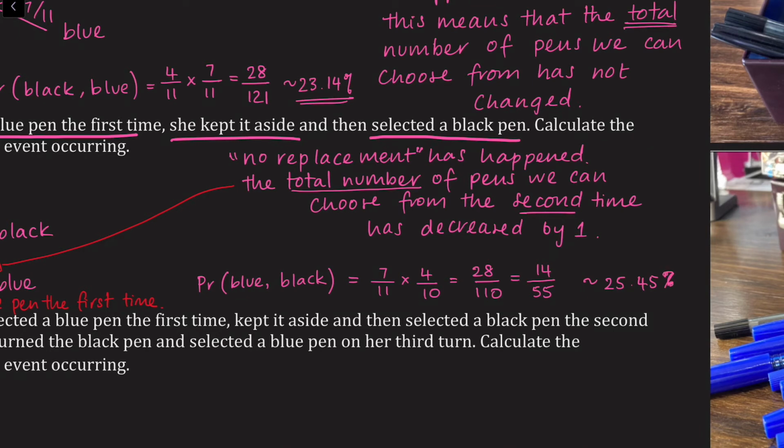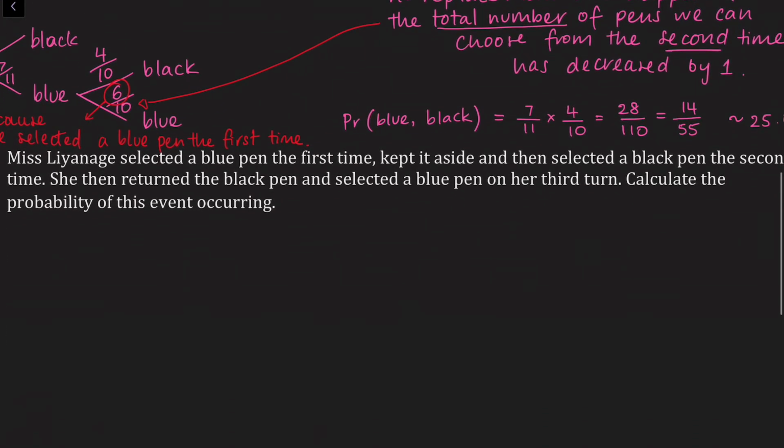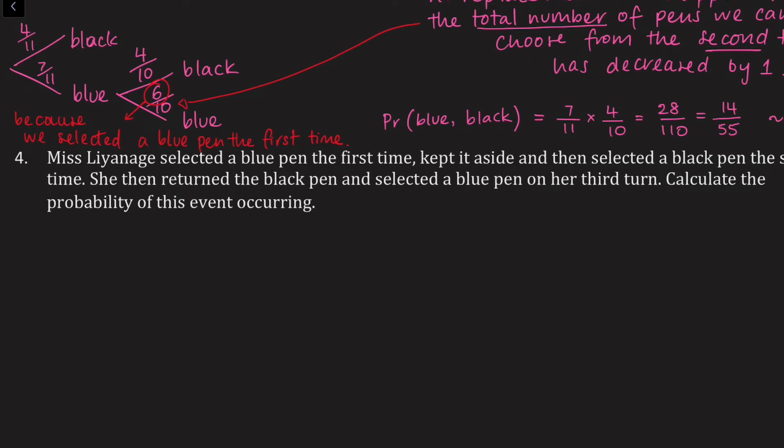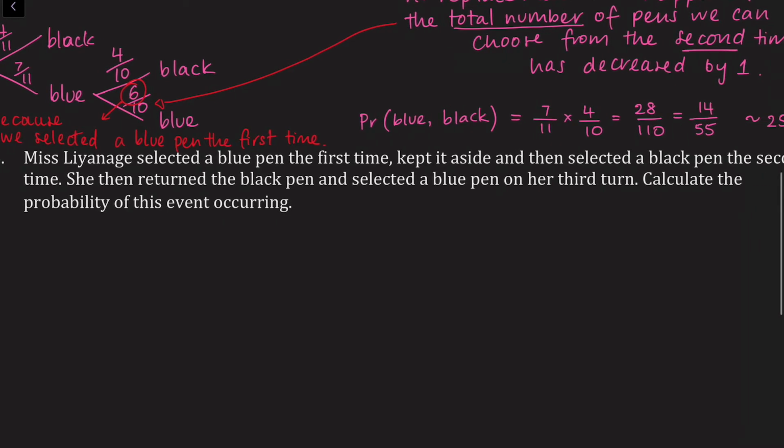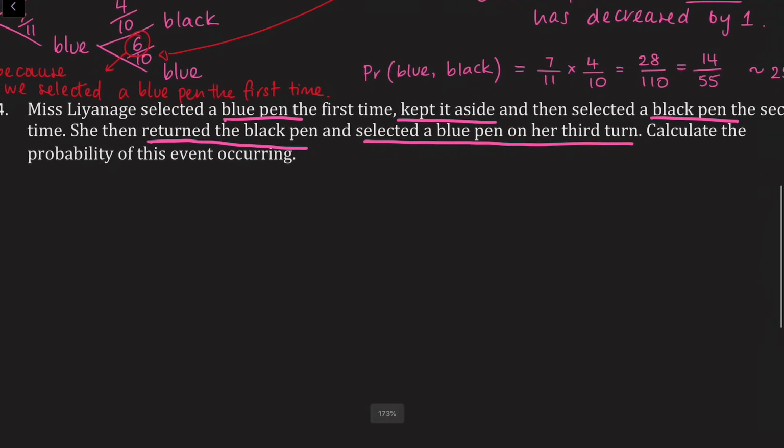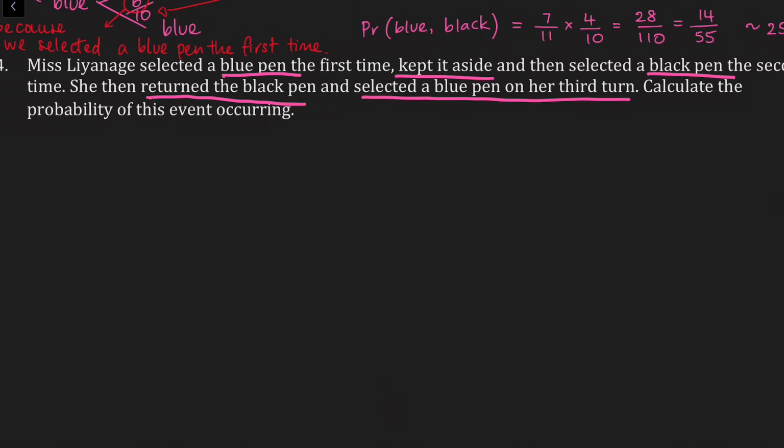So now on to the last question. This one's a little bit trickier, so do take the time to deconstruct what the question is asking. So I selected a blue pen the first time. I kept it aside and then selected a black pen the second time. I then returned the black pen and selected a blue pen on my third turn. So when you think about what this question is saying, there are 3 events that have happened. The first event, I picked a blue pen. The second event, I picked a black pen. And then the third event, I picked a blue pen again. So let's have a go at setting up our tree diagram and then we'll go back and write our probabilities in.